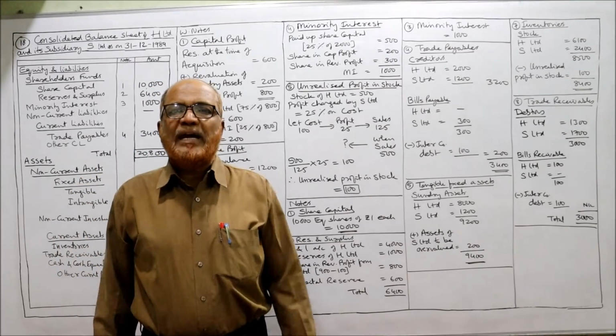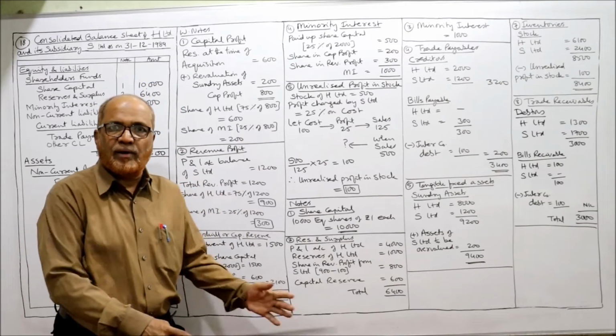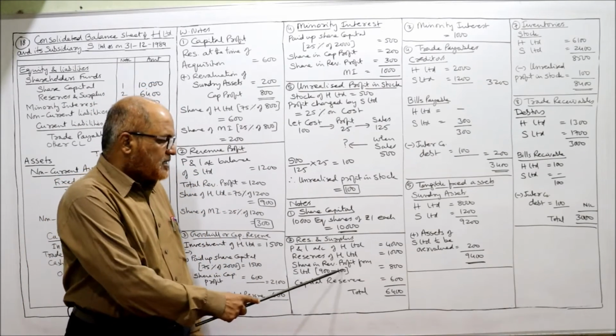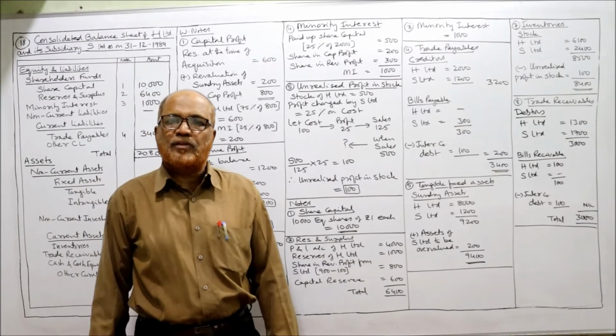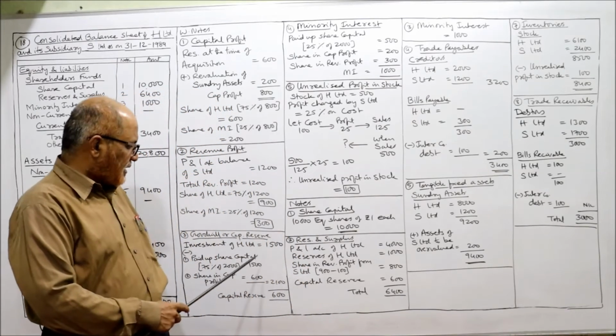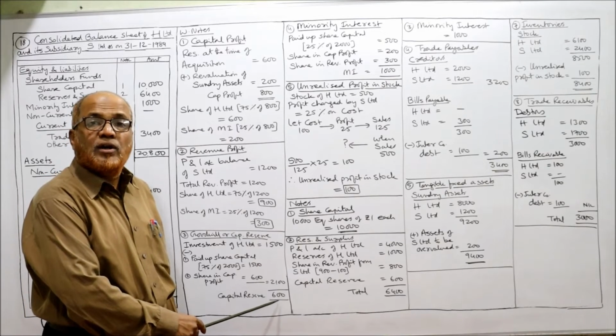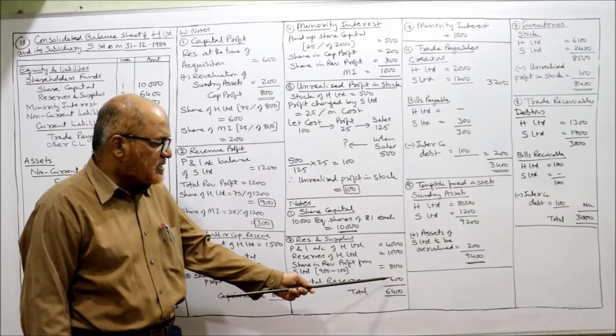But from this 900 rupees, we deduct the unrealized profit in stock 100. Just now I told. So 900 minus 100 is 800 rupees. Apart from that, there is a capital reserve. How much capital reserve generated here? 600. We don't have goodwill. We got capital reserve. Take the capital reserve 600.